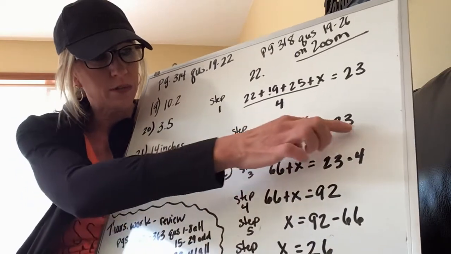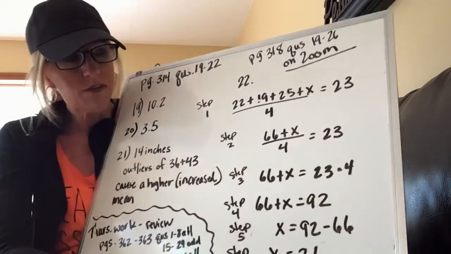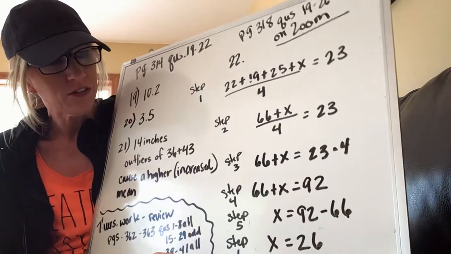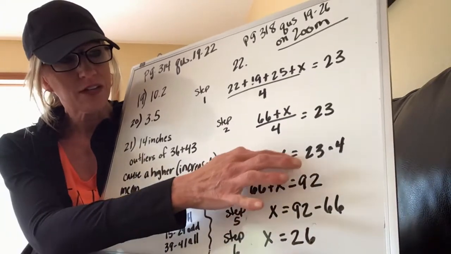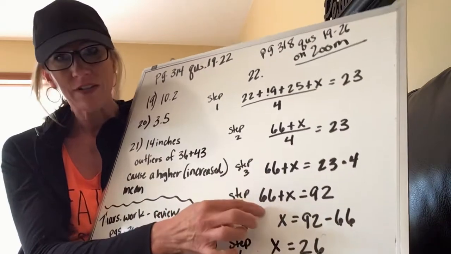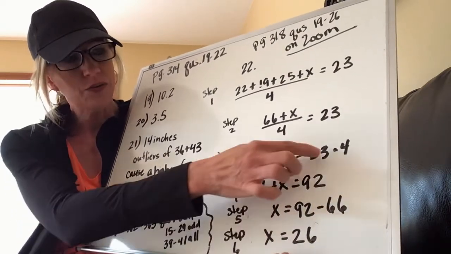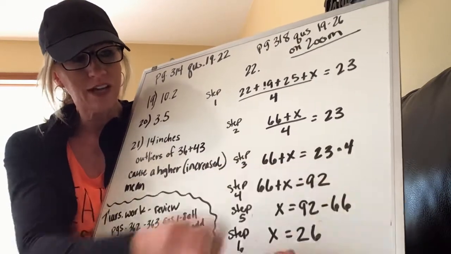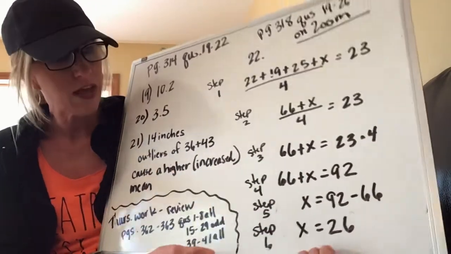Since it's a division problem, I'm going to multiply 23 by 4. That's the first thing I'm going to do. So now I have 66 plus x equals 23 times 4. Now it's 66 plus x equals whatever that was. 23 times 4 is 92. So that's the next step.